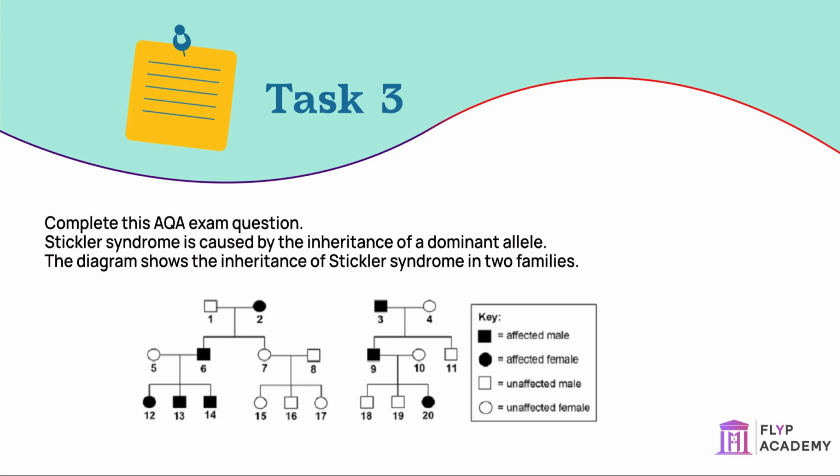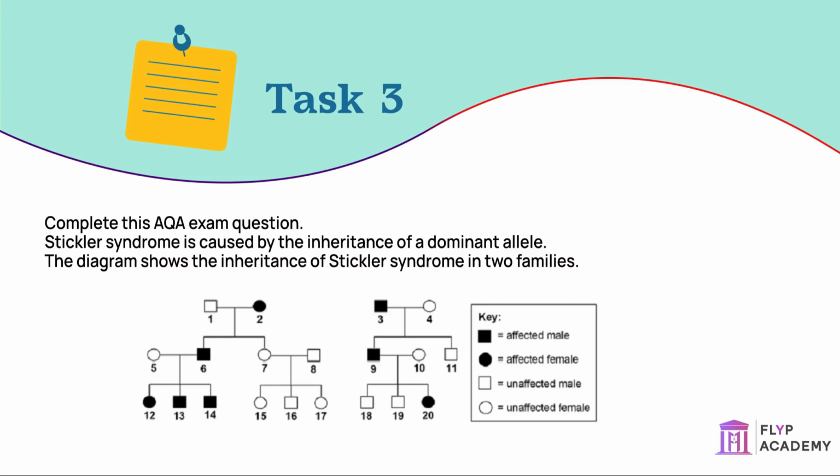Person 12 must have the genotype Aa, as they are affected, but one parent was not, so they must have one lowercase a allele and the dominant allele to make them affected by Stickler syndrome. Person 18 is unaffected, so must have the genotype aa.